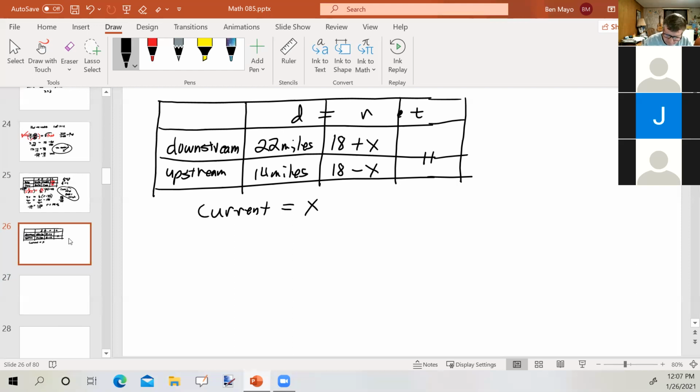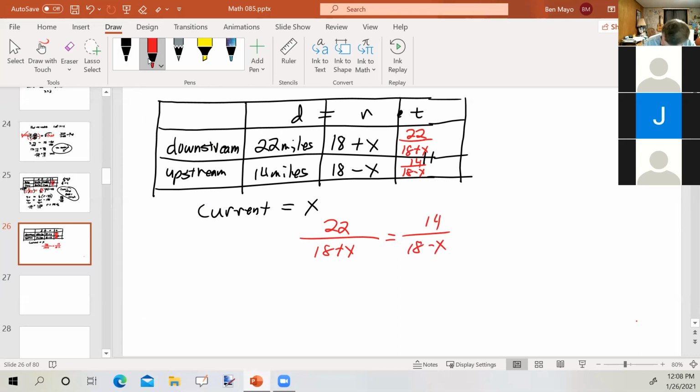Now, time equals distance divided by rate, just like before. So the downstream time is going to be 22 over 18 plus X. The upstream is going to be 14 over 18 minus X. So our equation becomes 22 over 18 plus X equals 14 over 18 minus X. Because the times are equal, we can set those two fractions equal.